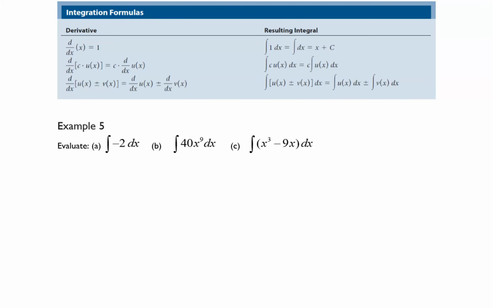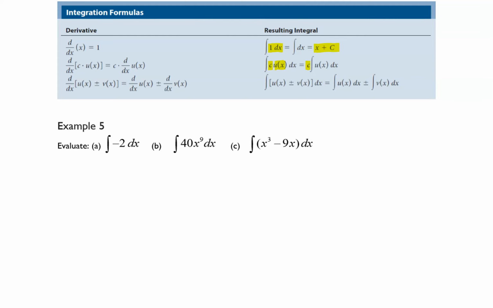Here we can see a table of some integration formulas, and just want to highlight, so if you're taking the integral of 1, then that just results in x plus c. If you are taking an integral of some constant multiplied by a function, you can actually pull the constant out in front of the integral and multiply it by that integral like that. And then if you are integrating a sum or a difference, you can separate that into the sum of the integrals or the difference of the integrals, which is some really nice properties that we have here.